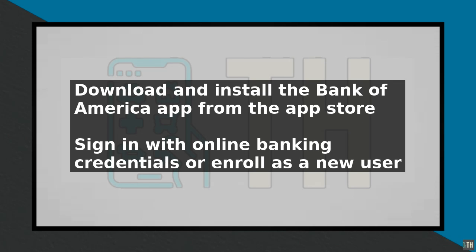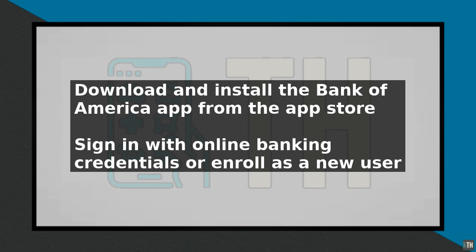First, download and install the Bank of America app from the App Store on your mobile device. Once installed, tap the app icon to open it and click on Get Started. You will be prompted to sign in with your online banking credentials or enroll if you are a new user.